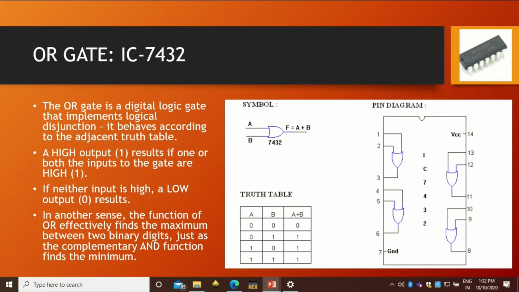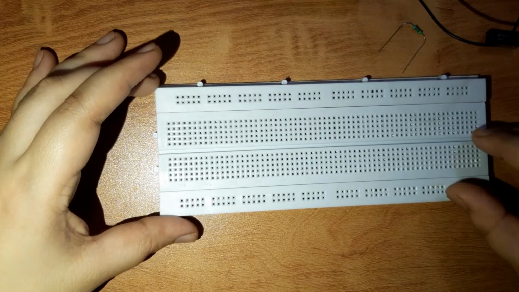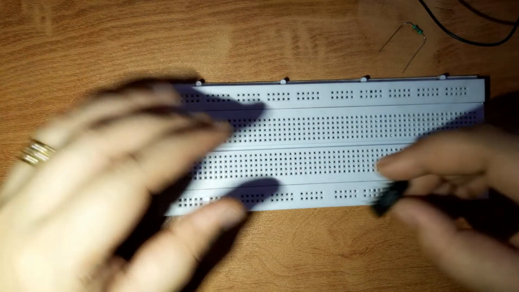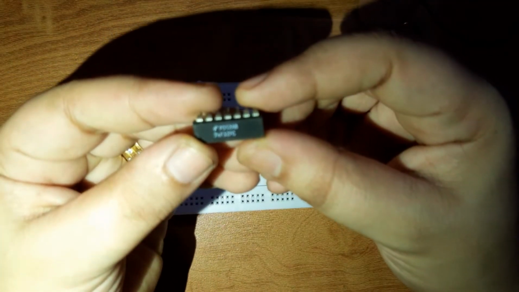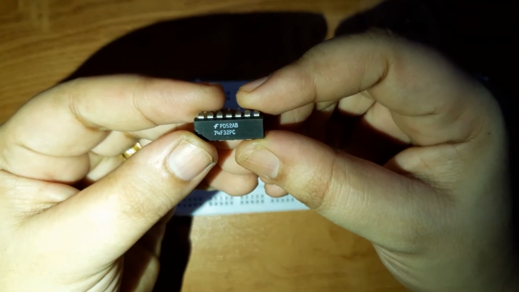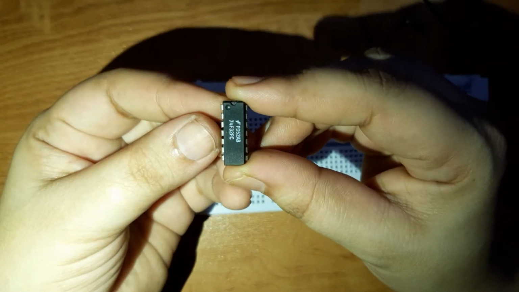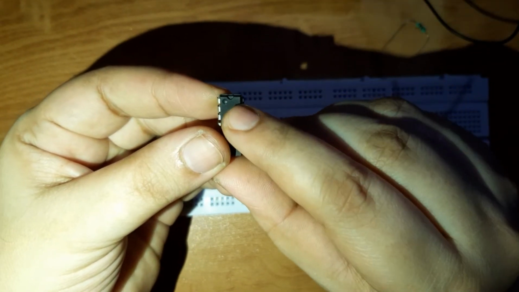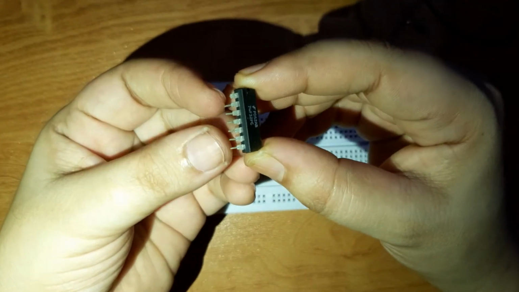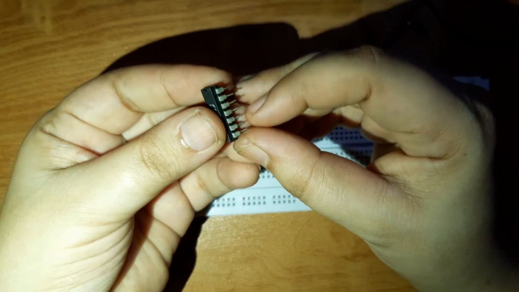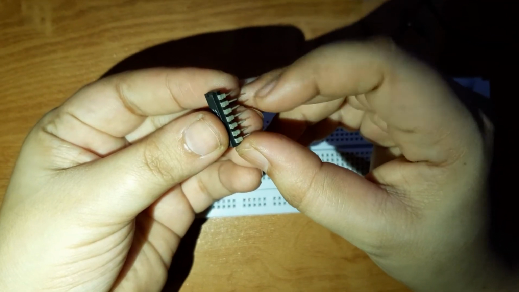So let us see how this OR gate can be implemented on a breadboard. Let us see how to implement OR gate with IC 7432. This is the IC for the OR gate. If you hold this IC with the notch upside, there are 7 pins on the left side and another 7 pins on the right side.